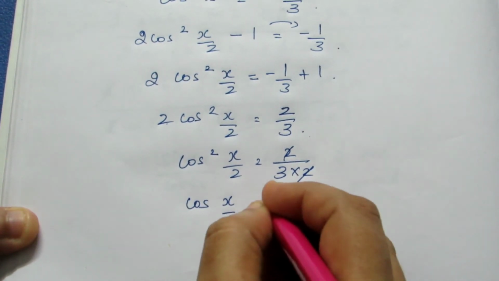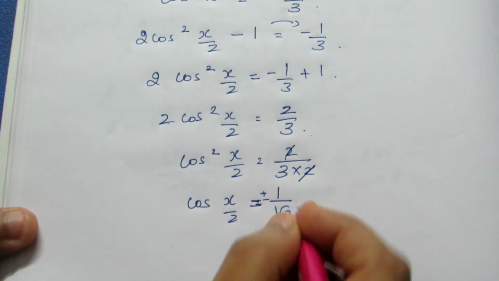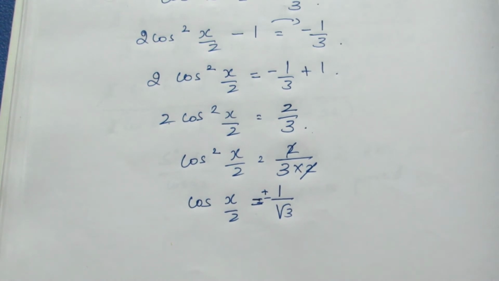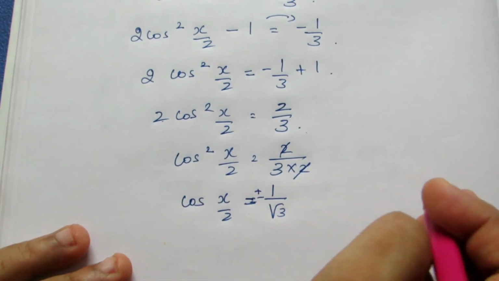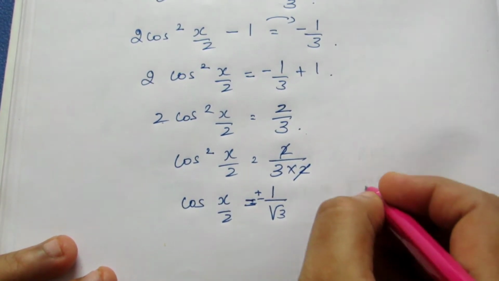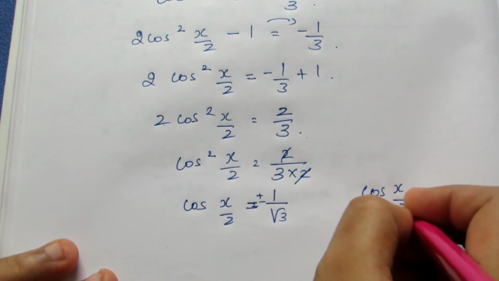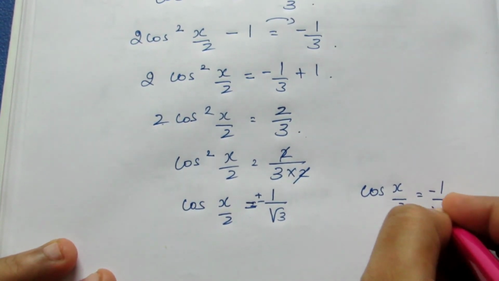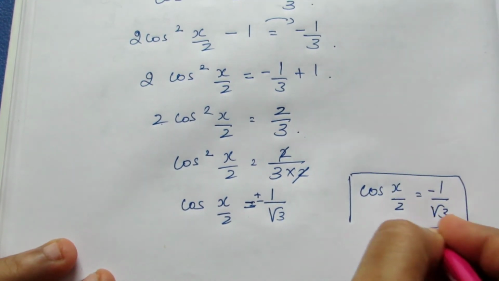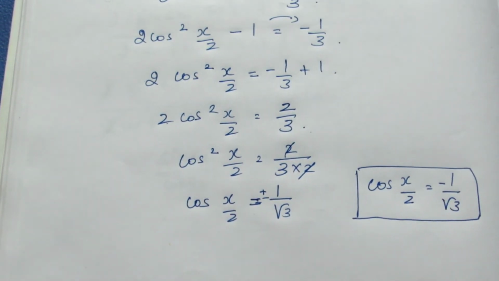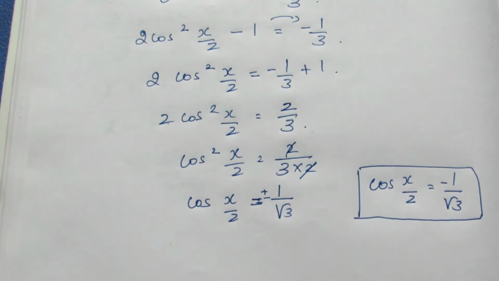cos x by 2 equal to plus or minus 1 by root 3. We know that x by 2 lies in the second quadrant, so the cos value will be negative. So cos x by 2 will be minus 1 by root 3. So I have found the value of cos, that is equal to minus 1 by root 3.